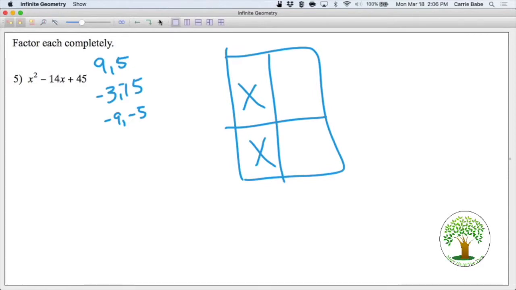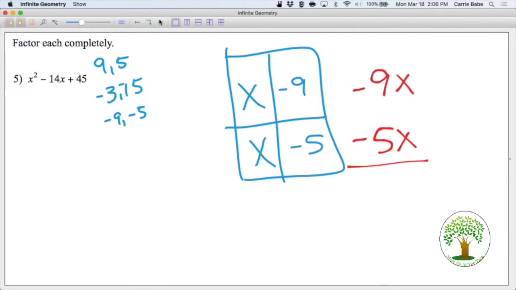And how are you able to know that without doing the diagonals and checking, Heidi? Because they add up to 14. So are they going to be both negative or both positive? Both negative. Yeah, that's right. If I do what she said, both negatives, and check my diagonals, that's going to be negative 5x and negative 9x. When I add those together, I'll get negative 14x, and that is what I'm looking for.